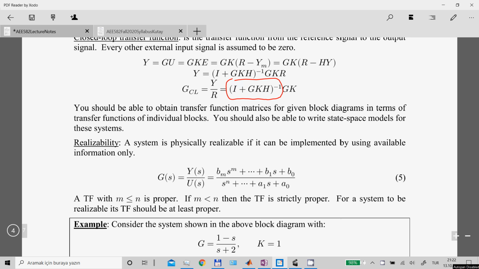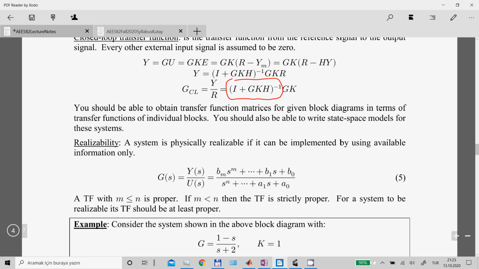From a mathematical point of view, if you have a transfer function for your LTI system, the highest order of the numerator polynomial m, if it is less than or equal to n, which is the highest order of the denominator polynomial, then we call that transfer function proper. If m is strictly less than n, then the transfer function is said to be strictly proper. So based on this definition, for a system to be realizable, the transfer function should be at least proper. So m should be at most equal to n. It can never be greater than n.